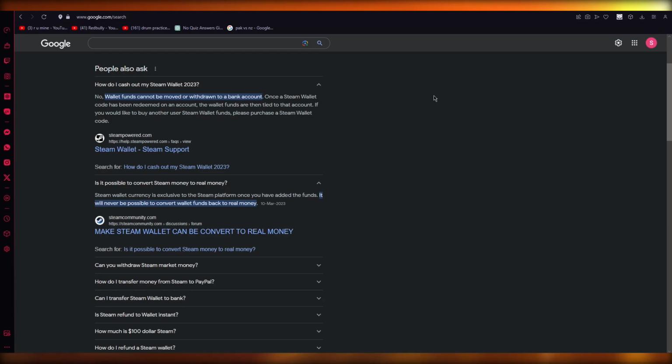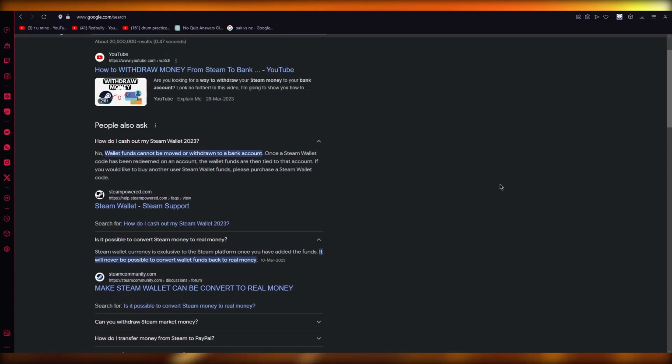So there's one establishment. Then, is it possible to convert Steam to real money? Steam wallet currency is exclusive to the Steam platform once you have added the funds. It will never be possible to convert wallet funds back to real money. So how do you withdraw?